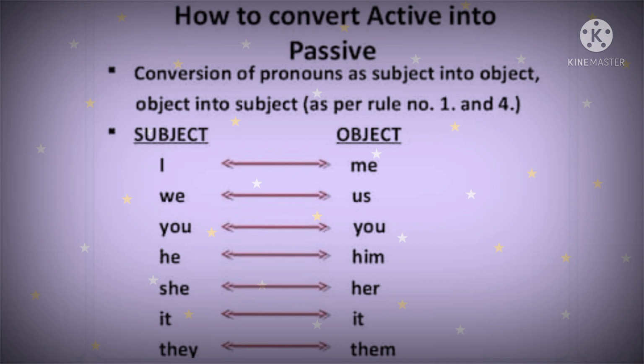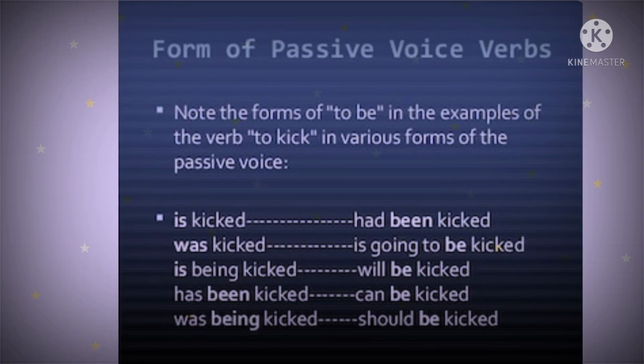So we becomes us, you becomes you, he becomes him, she becomes her, it remains as it, they becomes them. These are the changes when you convert into passive voice. So please remember the forms as well as the changing of the subject into object. So let's take an example.